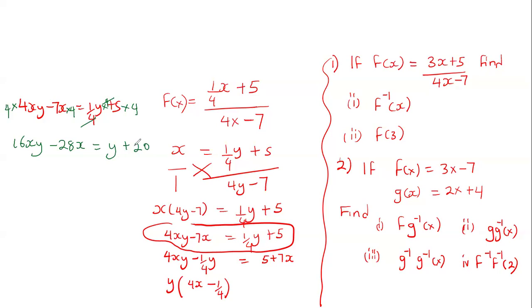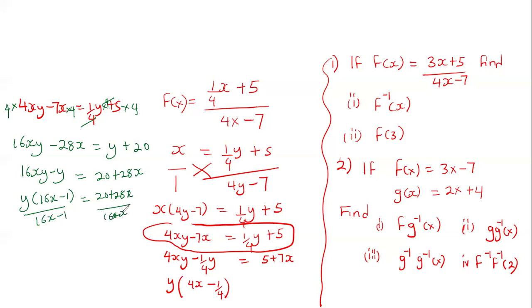Then from this point, you collect the like terms. So you say 16xy minus y is equal to 20 plus 28x. Then you factor out, you say y now will be 16x minus 1 equaling 20 plus 28x. Then you divide both sides by 16x minus 1. So you can do it in that way. You can approach it like that. I'm just giving you a hint on how you can approach it.